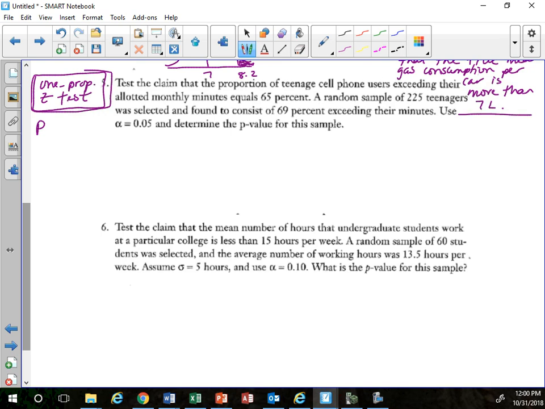All right, so what I want you guys to do, try to define P. We'll squeeze conditions in over here. Write your null. Write your alternative. I'm going to give you a few minutes to try this, okay? And then I'm going to show you what can help you on your calculator.